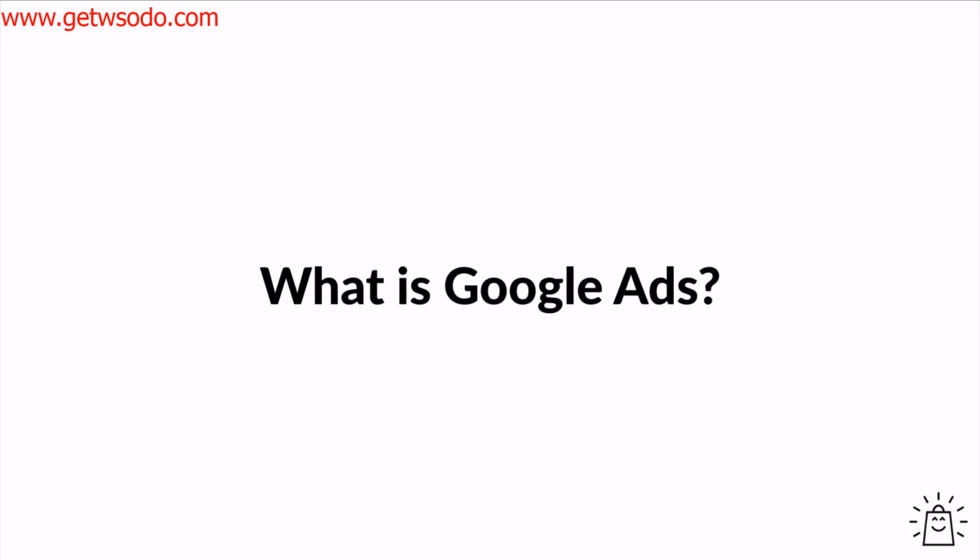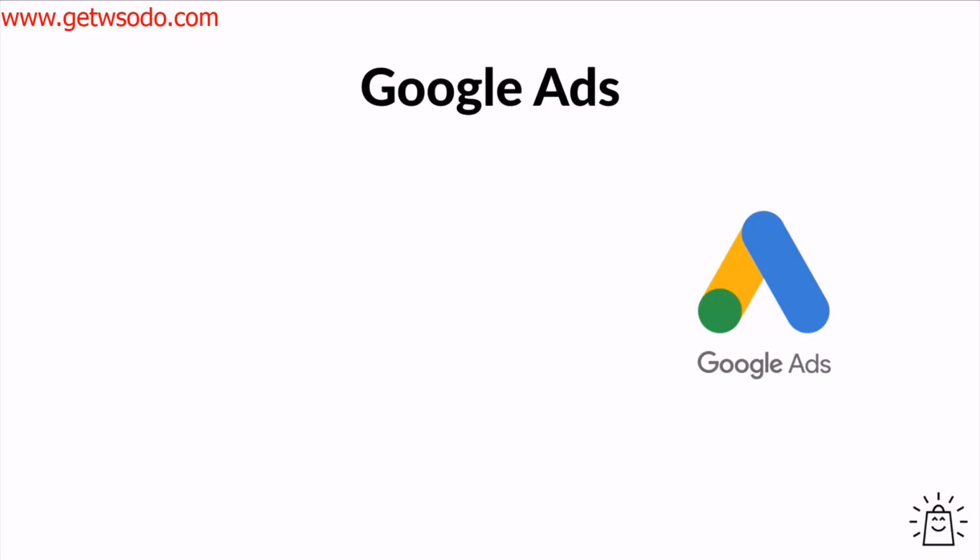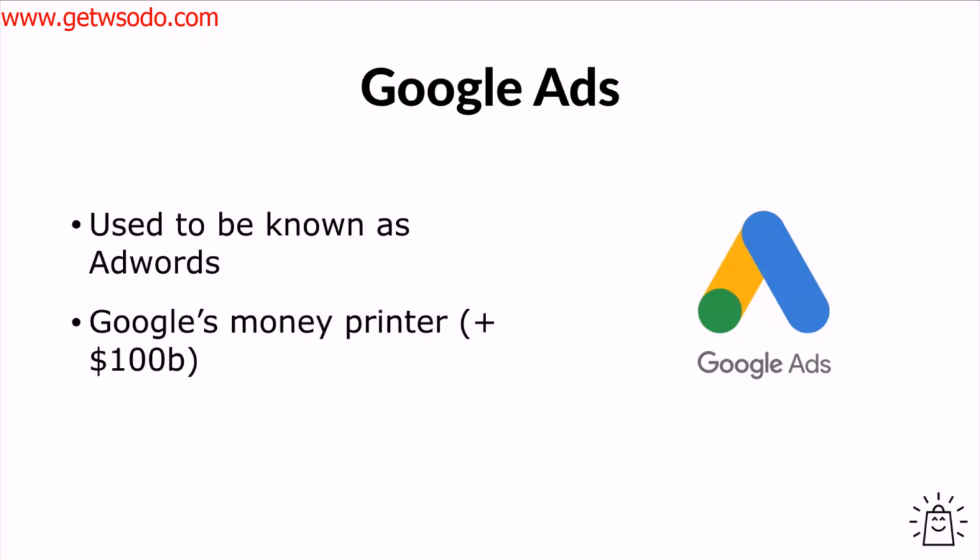Let's start with the absolute basics. What is Google Ads? Well, Google Ads used to be known as Google AdWords, and it is Google's money printer. Every year, they get about $100 billion just from ads. It's what powers most of the company.